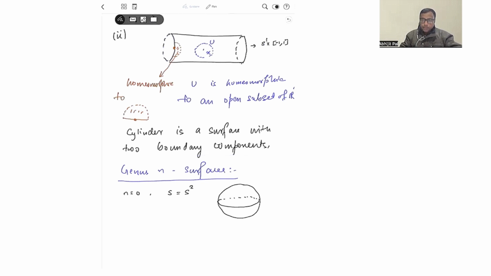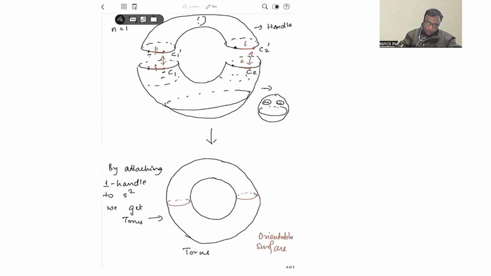Okay, so now let me define the genus of a surface. What do you mean by genus n surfaces? That we are going to define, and we are going to define it inductively. So for n equals 0, the genus is 0, and the surface is defined to be just the unit sphere. This is my surface. It doesn't have any genus. And now n equals 1. So what do we do?